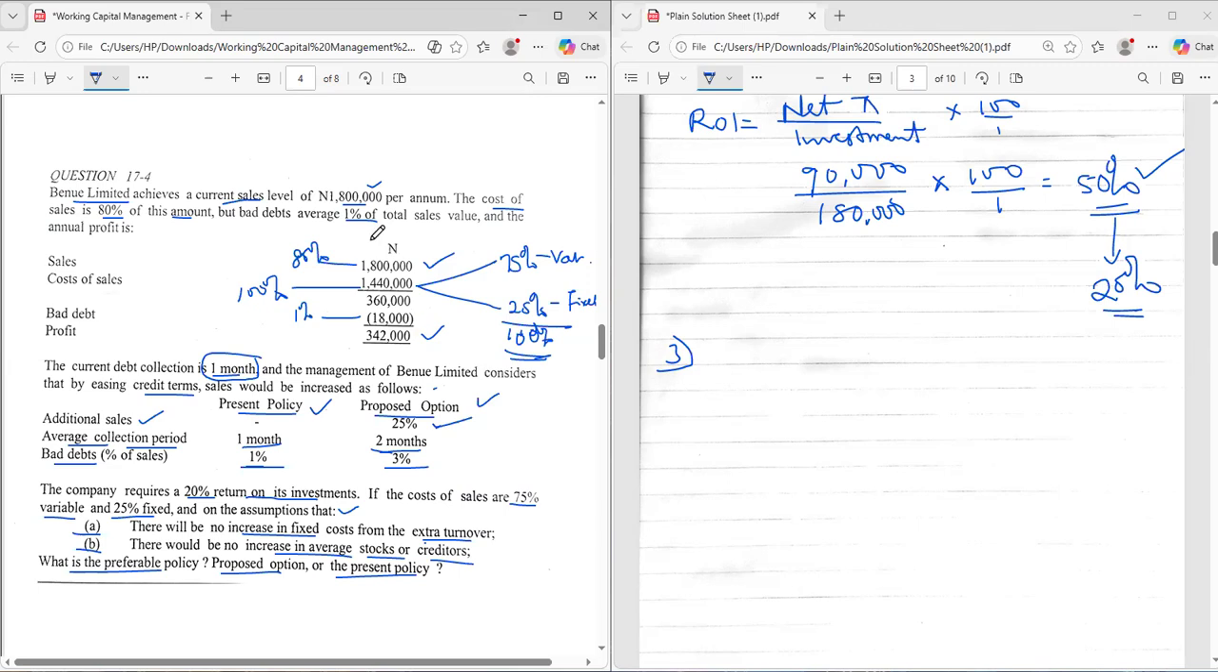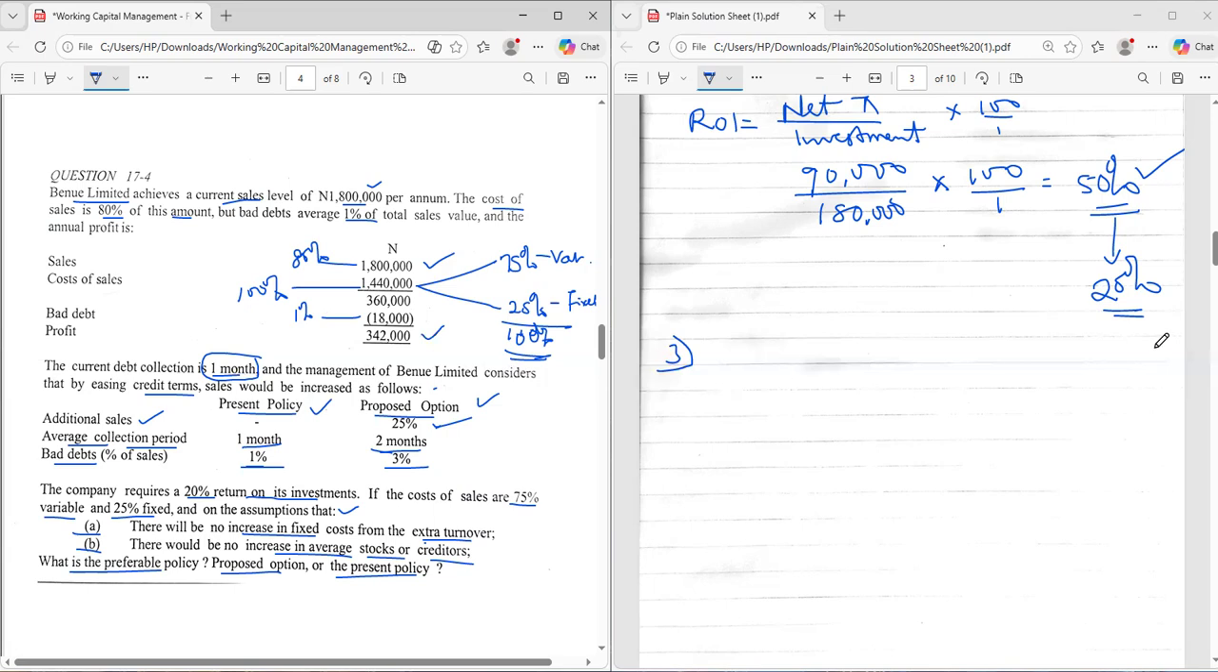Okay, the present policy is already giving us a profit of 342,000. So all we need to do is to calculate for the proposed policy and check the impact of the proposed policy on our annual profit statement. It's as simple as that.